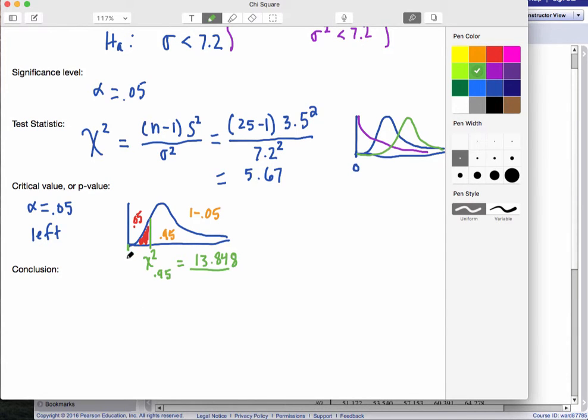So back over here, we had 0. This number right here is 13.848. And if we land anywhere in that region between 0 and 13.848, we're going to end up rejecting our null hypothesis. So what did we get? 5.67. So that is, let's find a different color here. How about this yellow? So we're kind of right, I don't know, about there or so. That's where our test statistic landed. So we landed in our rejection region. So chi-square equal to 5.67 is in the rejection region.